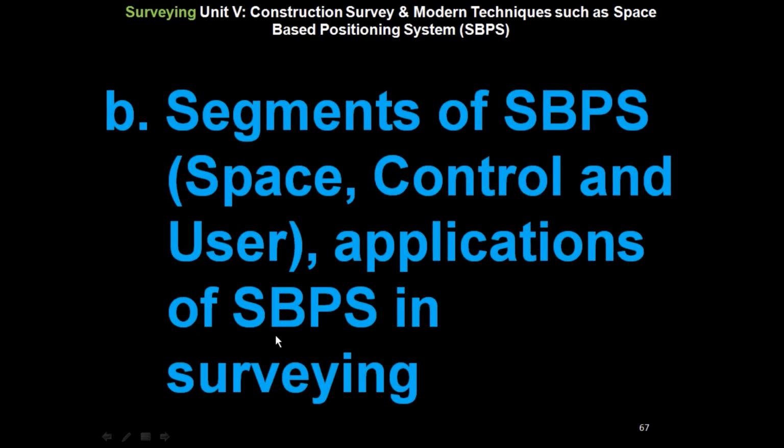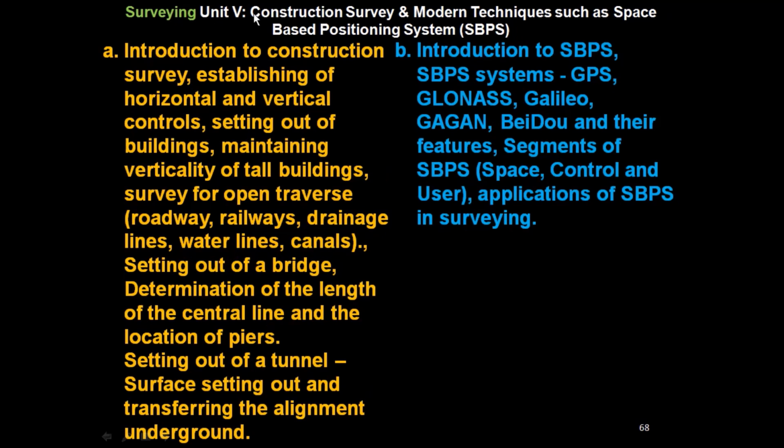So we have seen part B, segments of SBPS, space, control and user. We have also seen applications of SBPS in surveying. So this is the syllabus of unit 5, construction survey and modern techniques such as space based positioning system, SBPS, which includes part A, which includes introduction to construction survey, establishing of horizontal and vertical controls, setting out of building, maintaining verticality of tall buildings, survey for open traverse, roadway, railways, drainage lines, water lines, canals, setting out of a bridge, determination of the length of the central line and the location of piers, setting out of a tunnel, surface setting out and transferring the alignment underground.